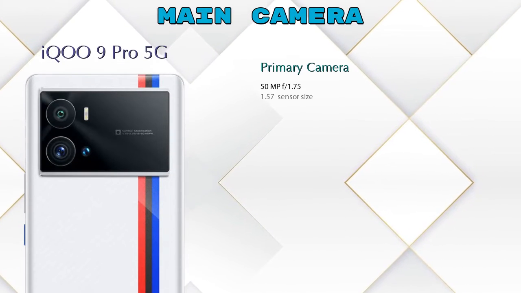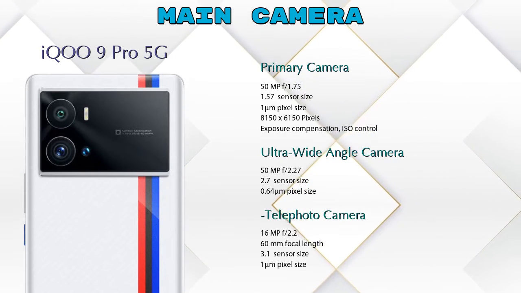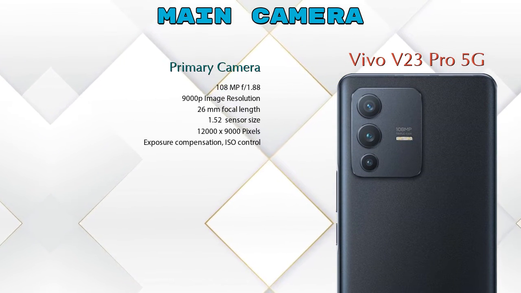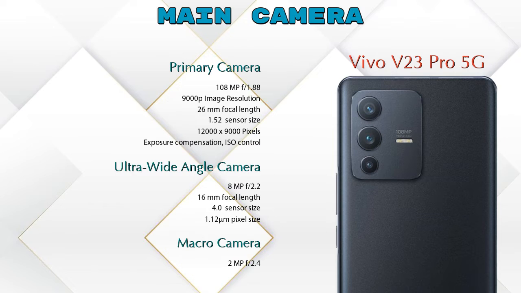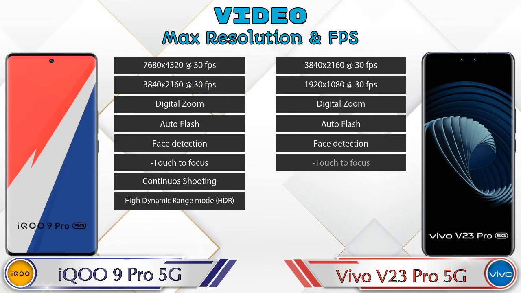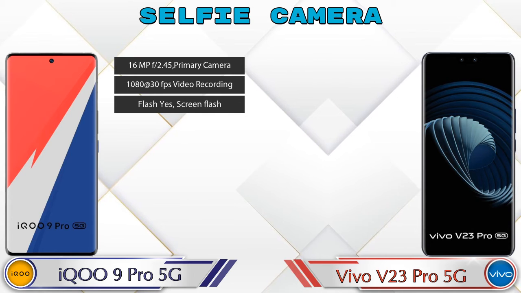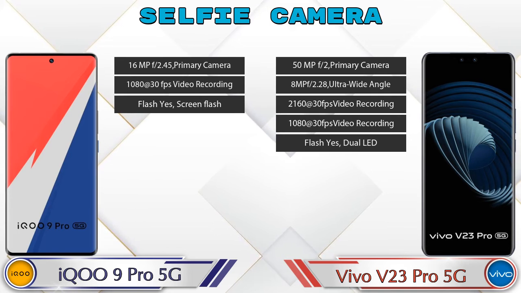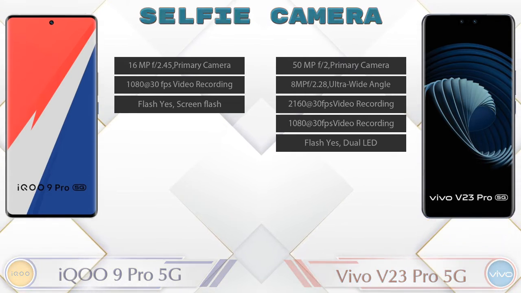Friends, first of all let's talk about the rear camera. We can see three cameras in iQOO 9 Pro 5G, which are primary camera, ultra wide angle camera, and finally telephoto camera, and V23 Pro 5G also has three cameras, which are primary camera, ultra wide angle camera, and finally macro camera. If we talk about video camera, in both phones 8 different types of features are available. Now let's talk about the front selfie camera. iQOO 9 Pro 5G has a single camera with 3 different features available, and V23 Pro 5G has a dual camera with 5 features available.